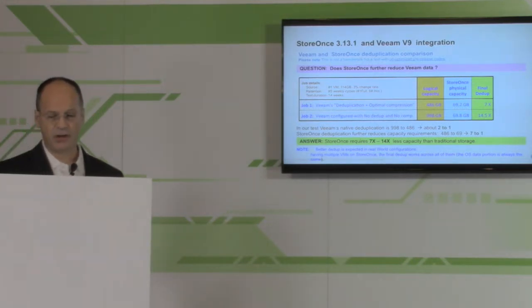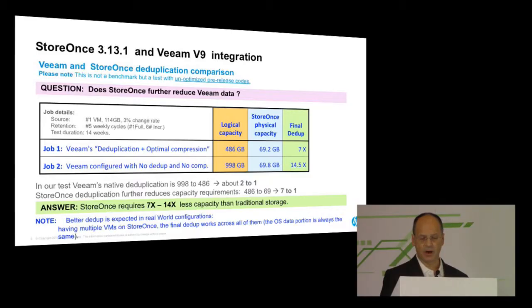If we avoid compressing data and we use Veeam without any compression and deduplication, so we are not using Veeam CPU, we can see that the deduplication ratio even grows up to 14x. So the message is StoreOnce is really effective for deduplicating your Veeam data.